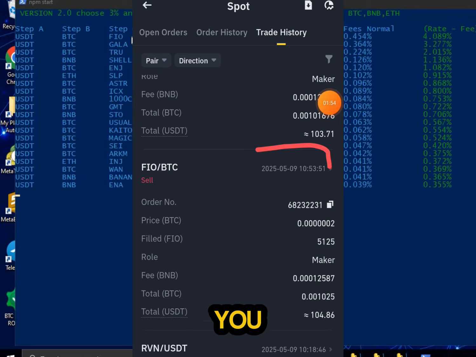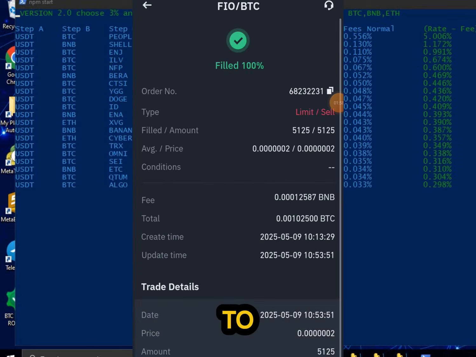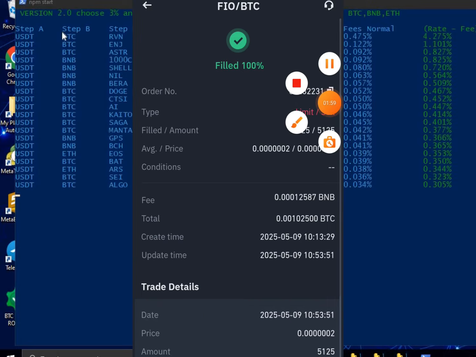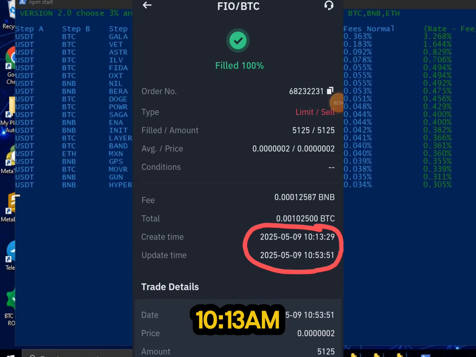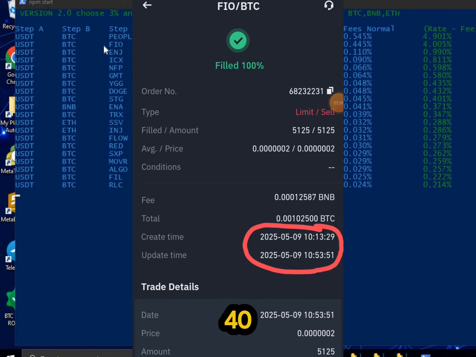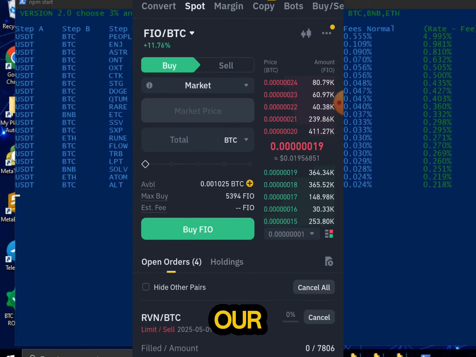So now let me show you everything. Now here is the order history. Now we click on it to show us all the other details. Now check this out. The trade was taken at exactly 10:13 a.m., okay, just about 40 minutes later. That's awesome. Now let's go on to see the value of our BTC.